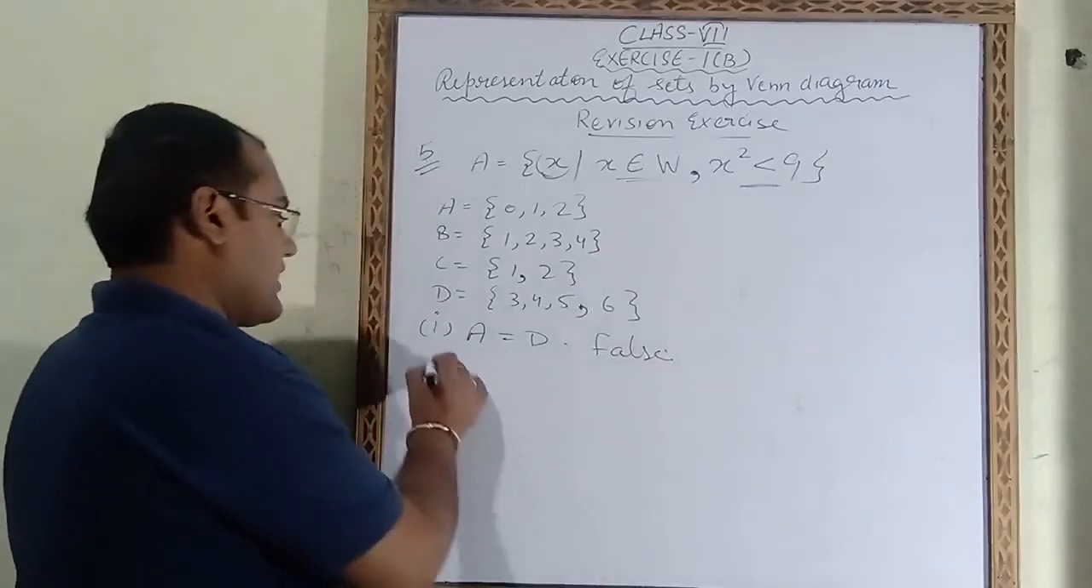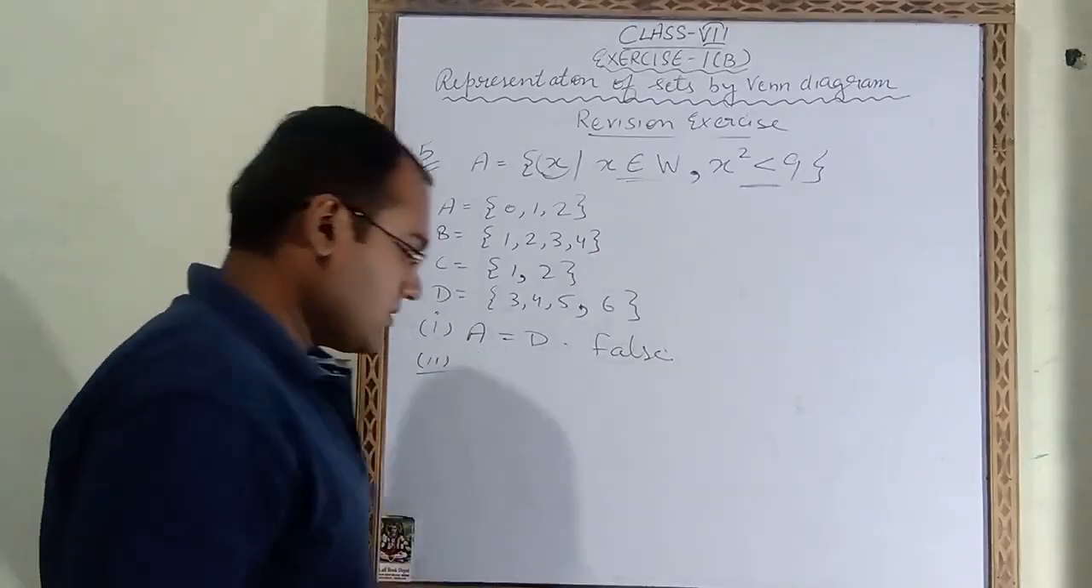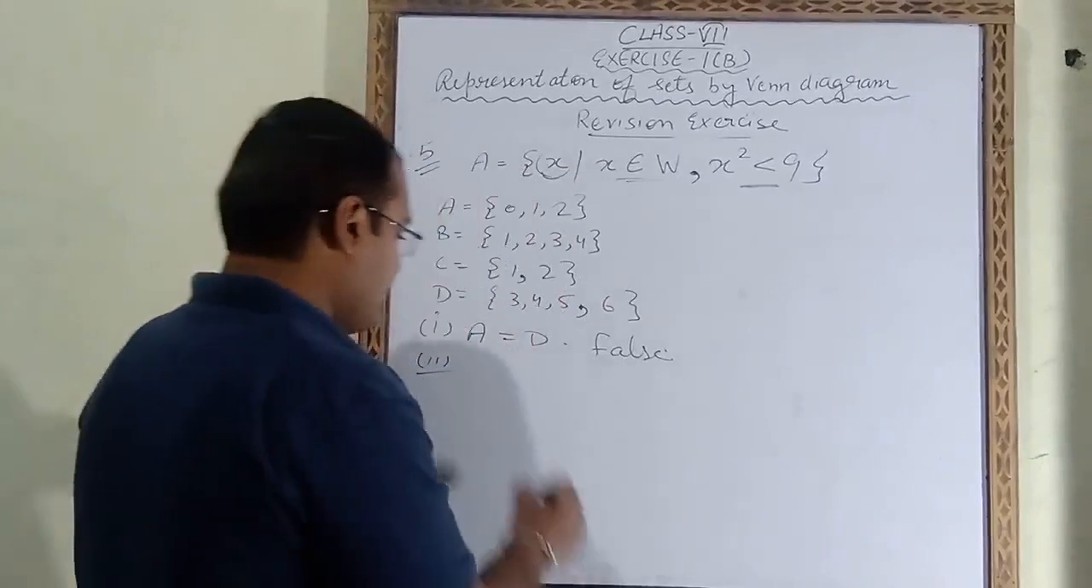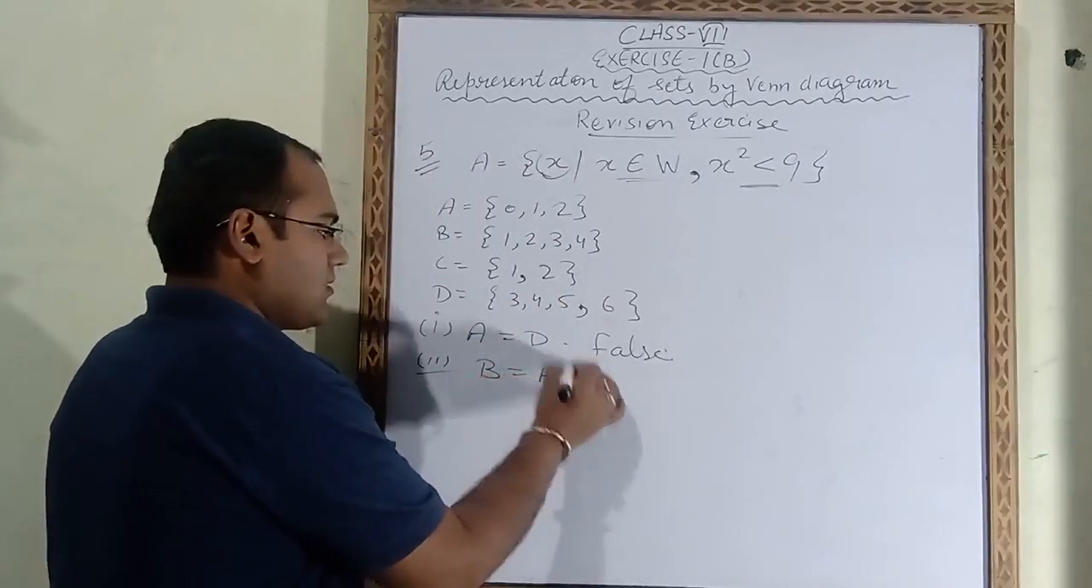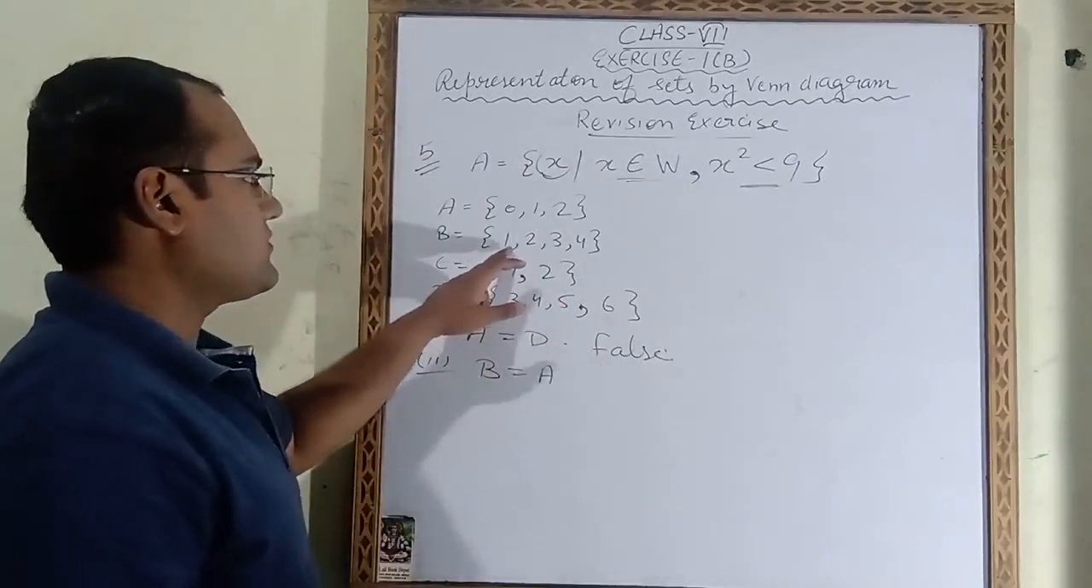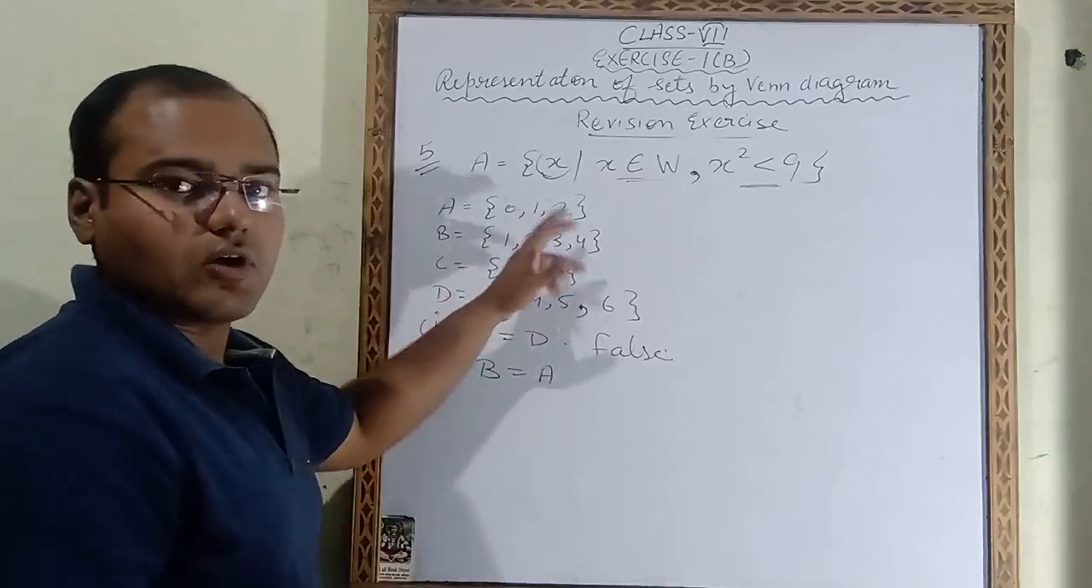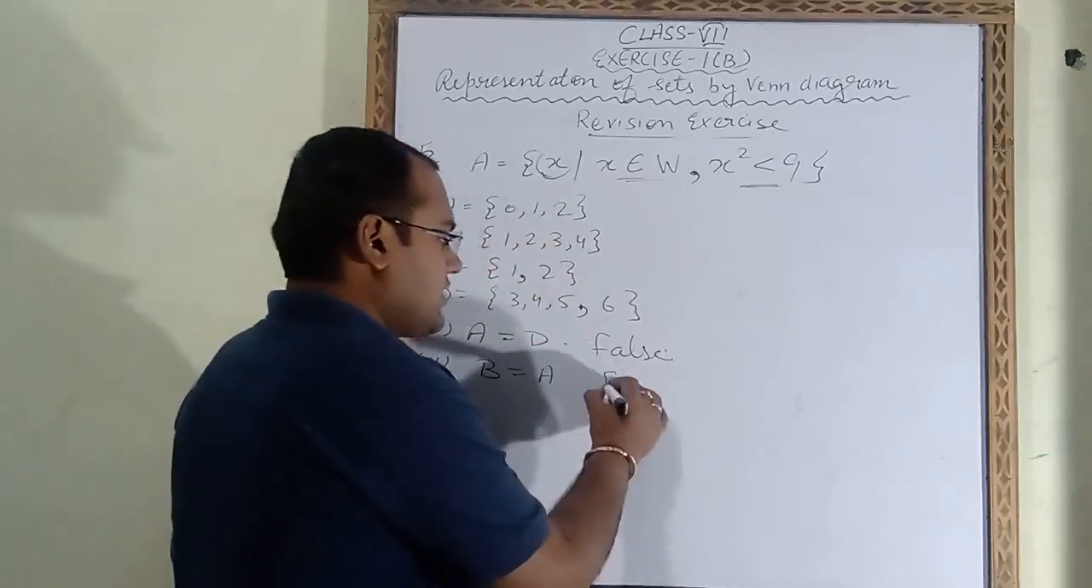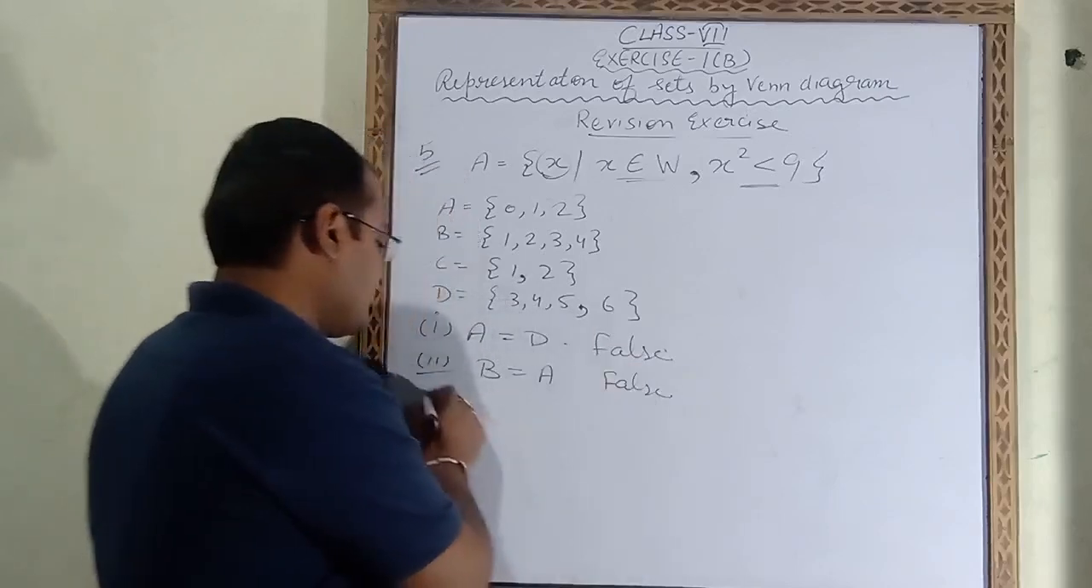Now second part. Second part is B is equal to A. B is 1, 2, 3, 4. A is 0, 1, 2. Are they the same? No. That's why this statement is also false.